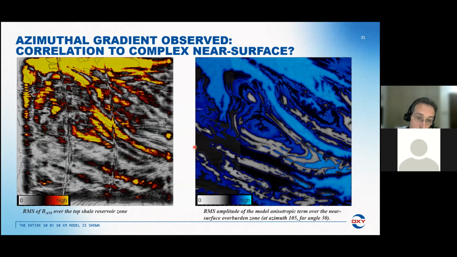Now, for these amplitudes, let's look, is there any correlation with any other properties on maps or things we have seen? So I'm repeating the RMS of the BANI map on the left. You see the two major faults here. And on the right, I'm showing you the RMS amplitude of the anisotropic term of the model, but just over the near surface overburden zone. And this is computed at a single azimuth and incidence angle. It wouldn't make sense to compute this at the near angle, as I just showed.